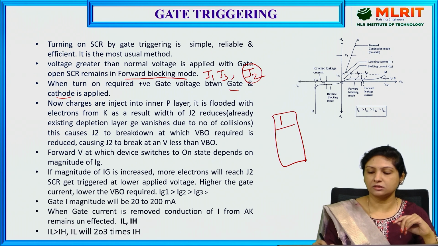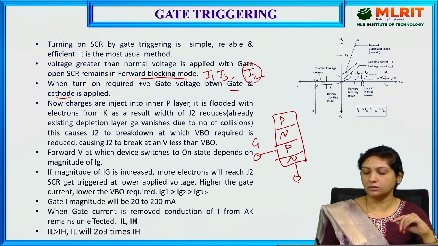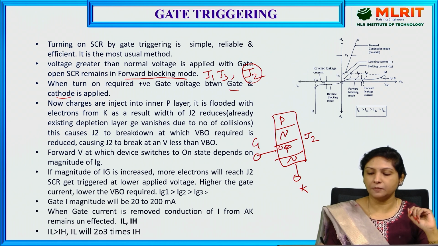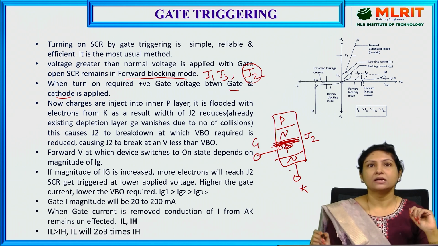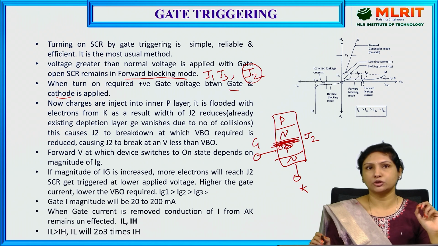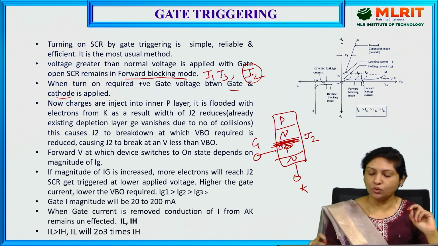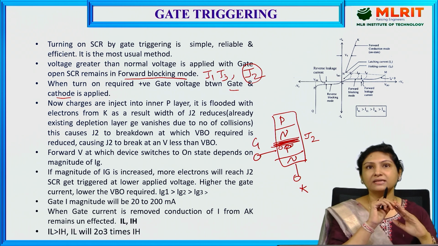That is this PN device. When the gate to cathode terminal is applied, charge carriers are injected into this inner P layer, where this is the depletion layer which is blocking the current flow through the device. So when this inner P layer is flooded with electrons from the cathode, the width of J2 becomes narrow. It gets reduced.